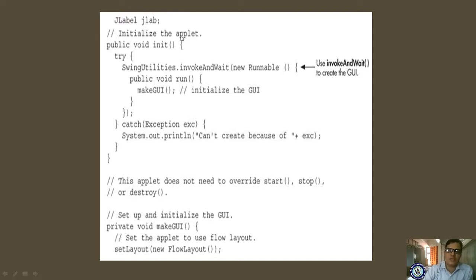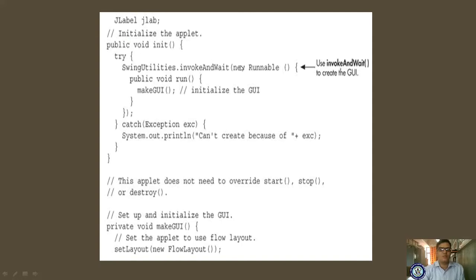Now you are initializing the applet. Public void init. So you are writing the init method. In the try catch block you are using some built-in methods. So please observe here, SwingUtilities.invokeAndWait. This is the built-in method. It is used to invoke and wait to create the graphical user interface. To create the graphical user interface you are going to be using this built-in method.